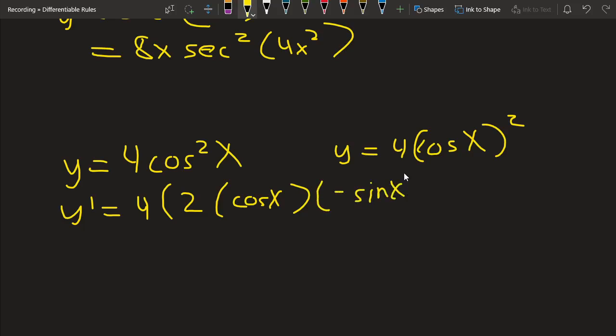And then this is to the power of n minus 1, cosine of x to the power of n minus 1, but since it's 2 minus 1, that'd be 1, so we don't need to write it. If we simplify all this, we get negative sine of x cosine of x. So let's try one more like this.